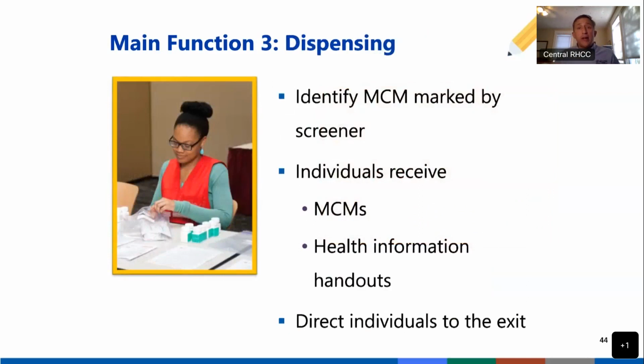And in dispensing, that's where the individual is going to receive either a vaccination or post-exposure prophylaxis or that kind of thing. And the nurse who's there is generally going to review the questionnaire and talk to the patient and make sure they understand what it is they're going to be receiving.